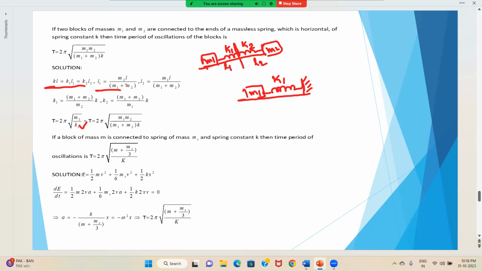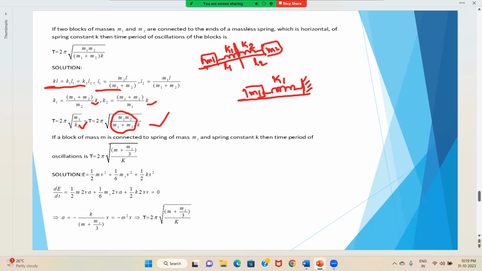Now substitute this value in the place of L1 and in the place of L2. Then we get the values of K1 and K2. Now we can write T equal to 2 pi root M1 by K1, or we can write 2 pi root M2 by K2. Then we get T equal to 2 pi root M1 M2 by (M1 plus M2) into K. And we know that M1 M2 by M1 plus M2 is nothing but the reduced mass, so we simply replace that with mu, where mu stands for reduced mass. Okay, let us see the next one.